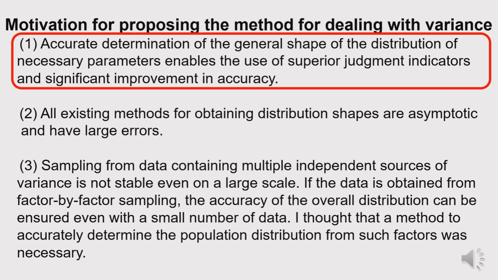This means that information that has been filtered out before calculation in the conventional method is inherited and utilized in the calculation results, thereby improving the calculation accuracy. As mentioned above, there are many excellent decision-making indicators that can be obtained by accurately determining the shape of the distribution of the parameters that form the basis for decision-making.